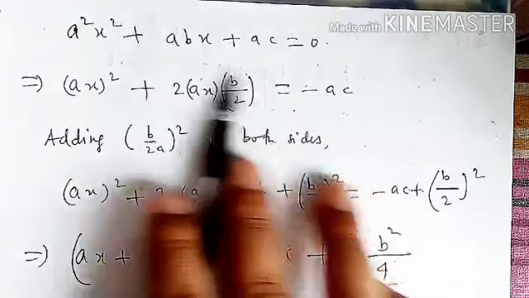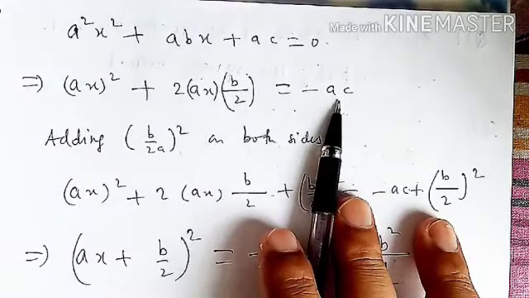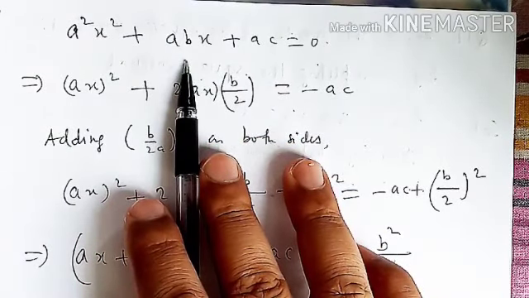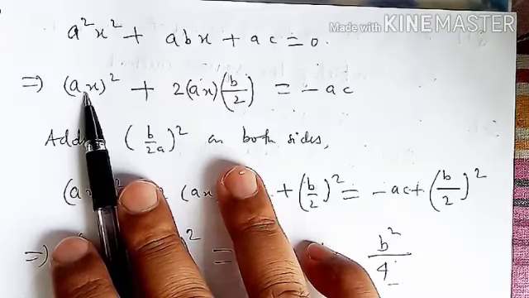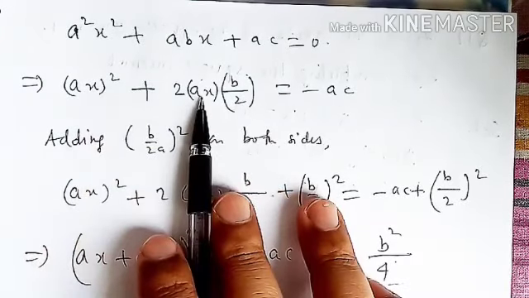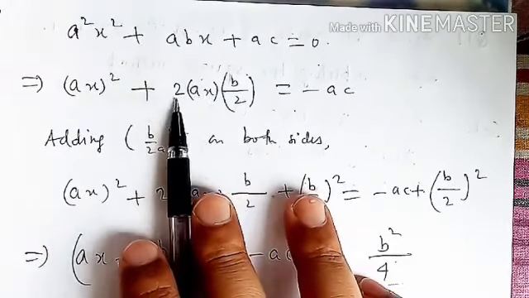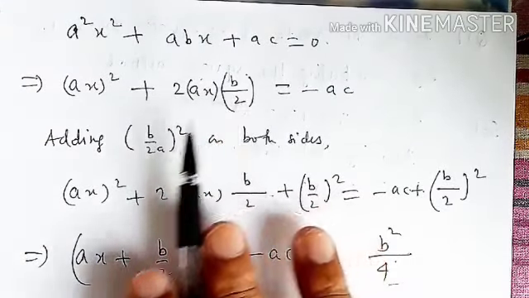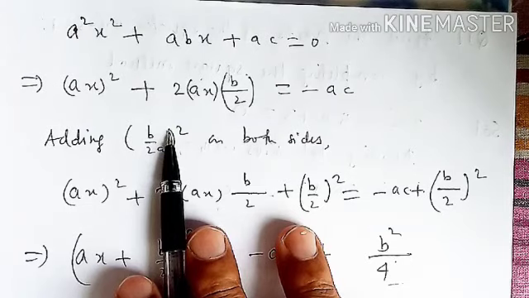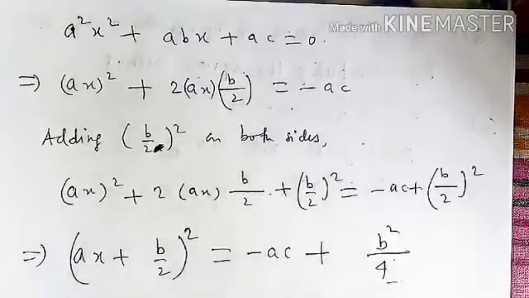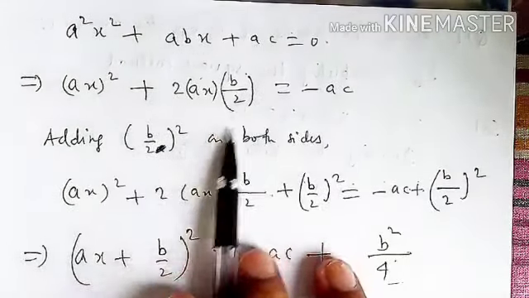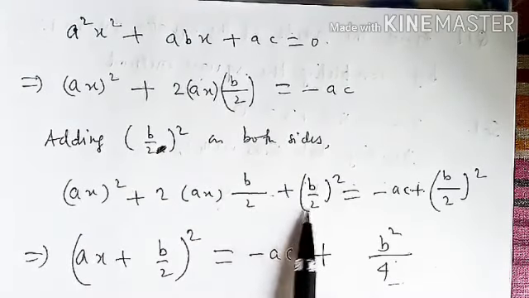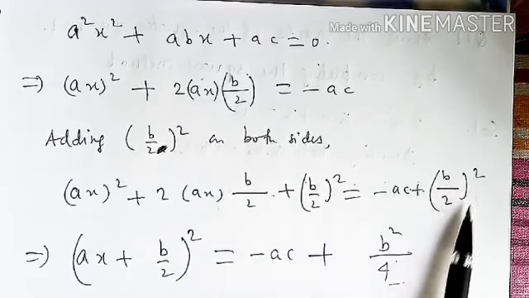See, on this step there is confusion. There should not be confusion. Whatever the coefficient of x, you have to multiply with 2 and divide with 2. From here you can get what is x. So here, this is 2, this is x, and the rest one is y. So we add this square on both sides. So we have ax whole square plus 2ax into b by 2 plus b by 2 whole square, minus ac plus b by 2 whole square.